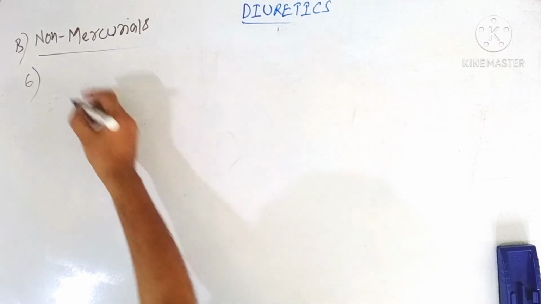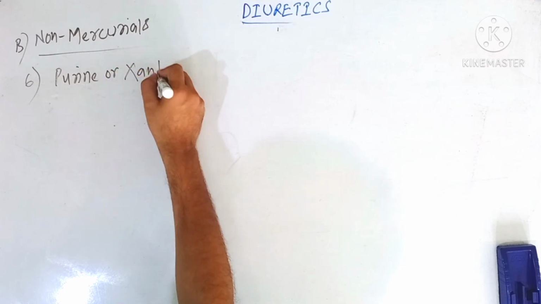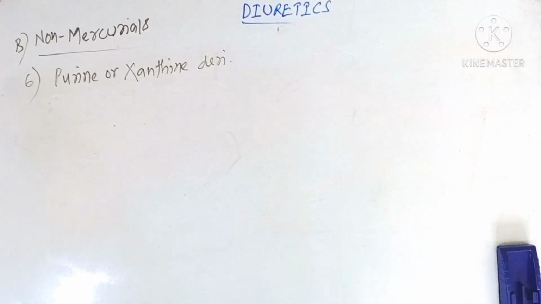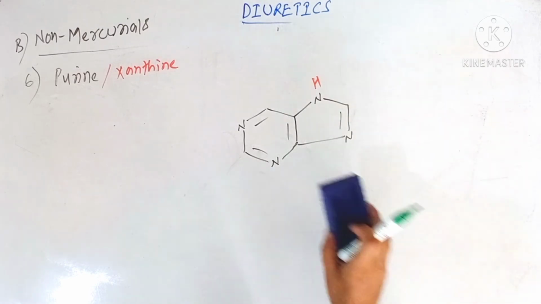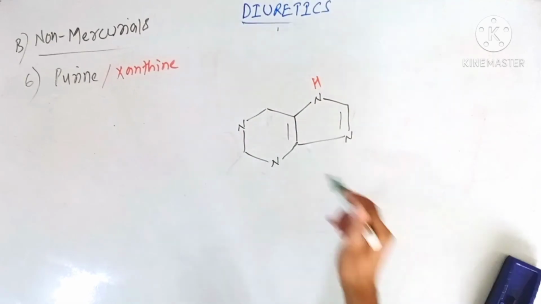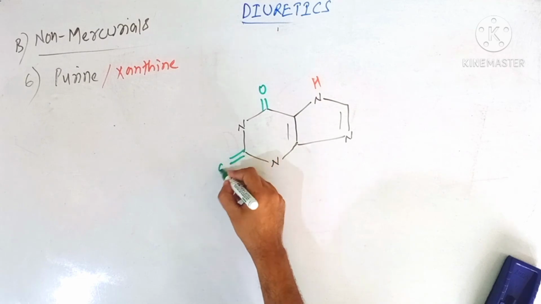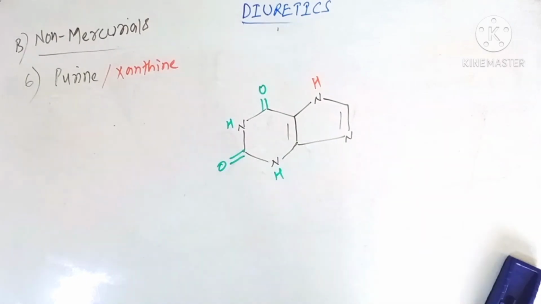Class number 6 is purine or xanthine derivative. So this is the basic skeleton of purine, and if we remove these 2 double bonds from this ring and attach here a carbonyl group, here also a carbonyl group, and this N becomes NH and this N becomes NH, then this becomes your xanthine nucleus.